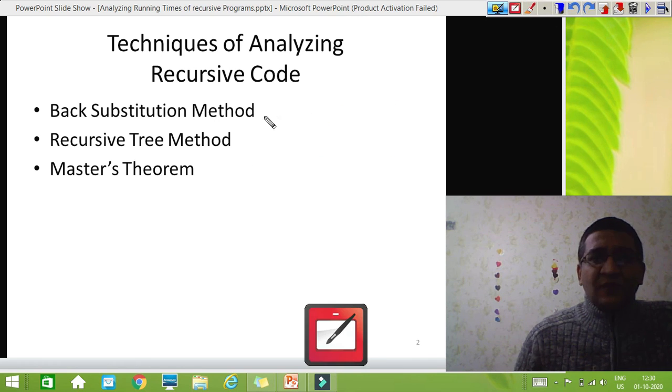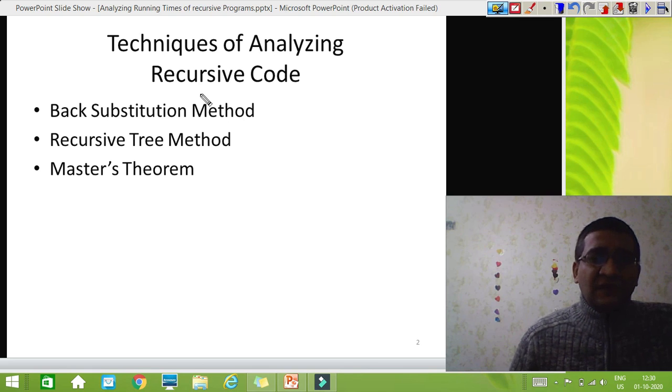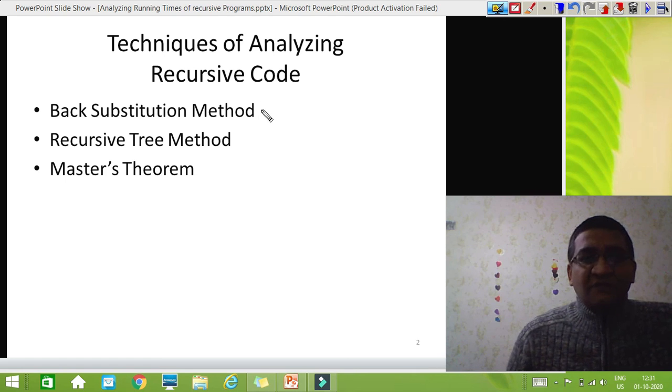We have three basic methods of evaluating recursive algorithms. One is the back substitution method. When we write algorithms, we represent our algorithm in terms of a function, and then we evaluate that function. So the very first thing is that you must have an algorithm represented using a recursive approach, and then we need to represent that approach in terms of some mathematical function, and that function needs to be evaluated for its running time.